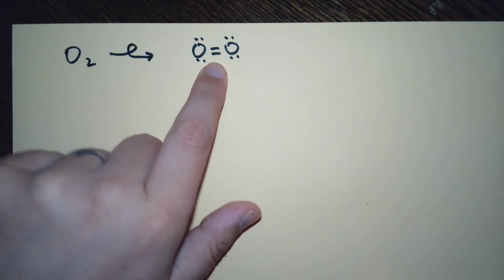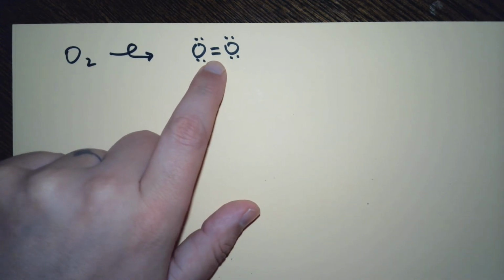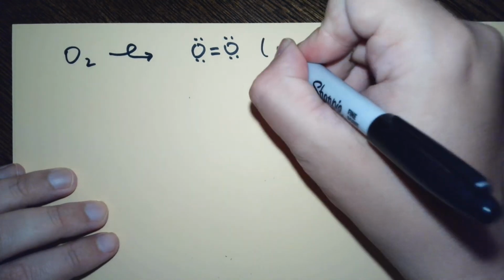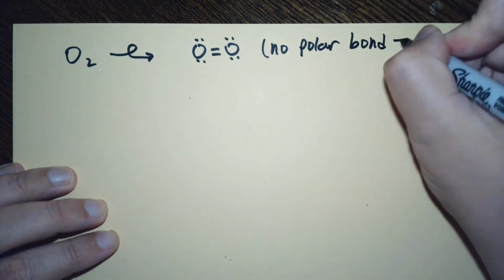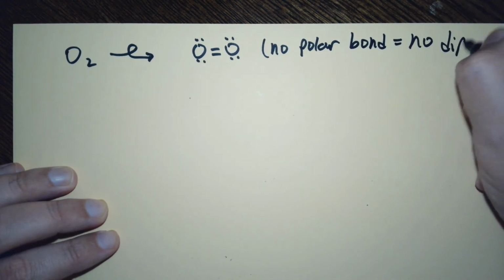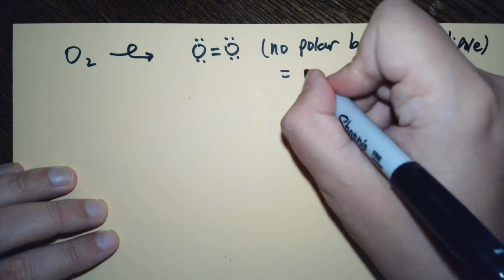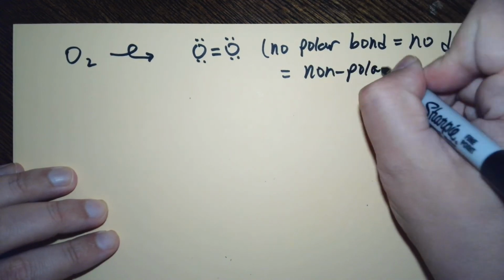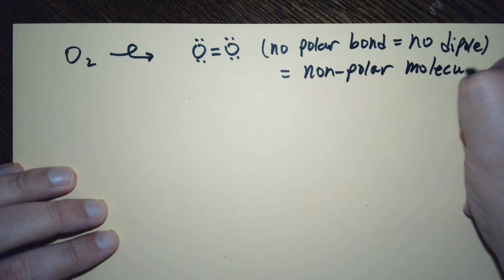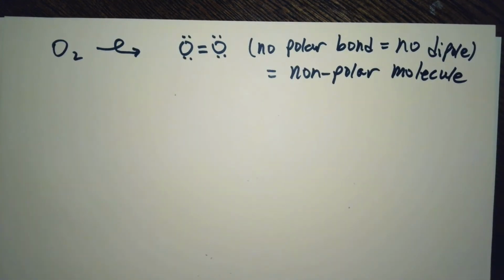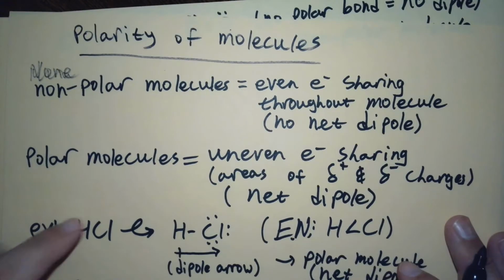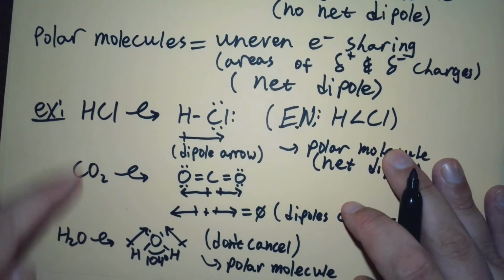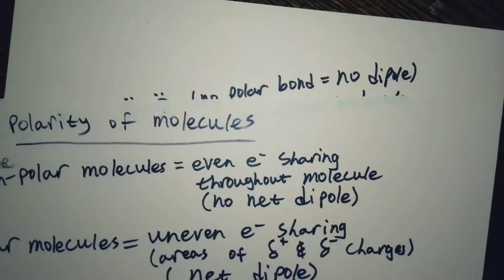Is that a polar bond? Or is that double bond polar? No. That means there's no dipole, which means non-polar molecule. So, if your molecule is just made entirely out of non-polar bonds, it's going to be a non-polar molecule. If it is made out of polar bonds, it might be a polar molecule, or it might not. Something to keep in mind.